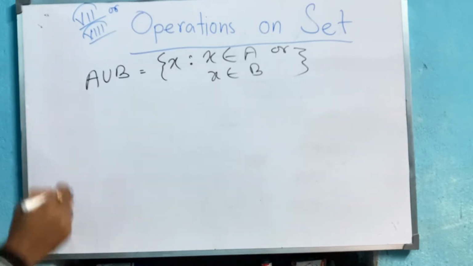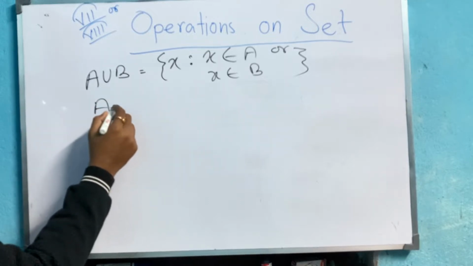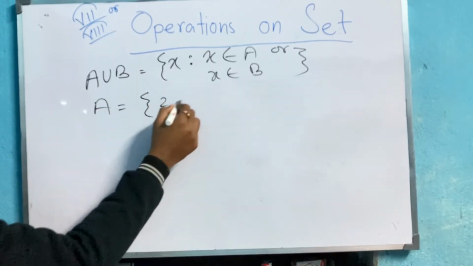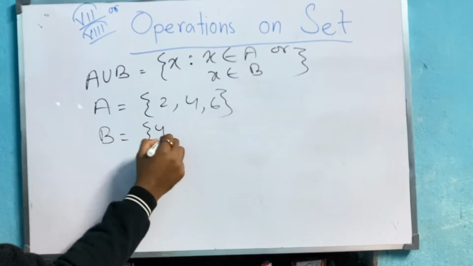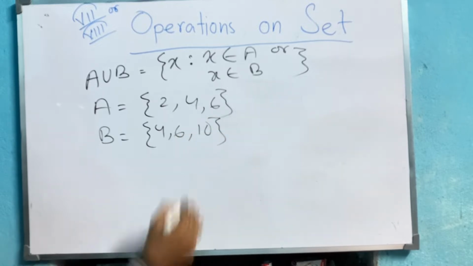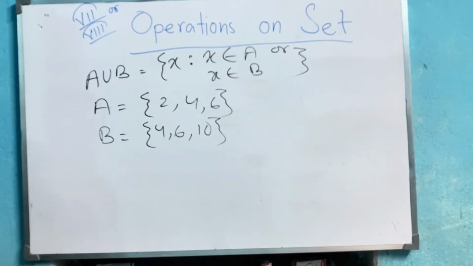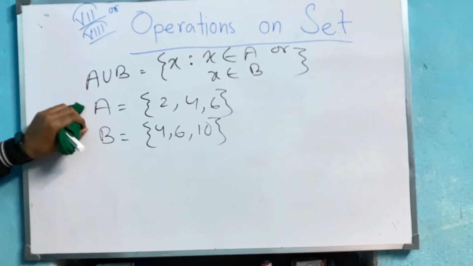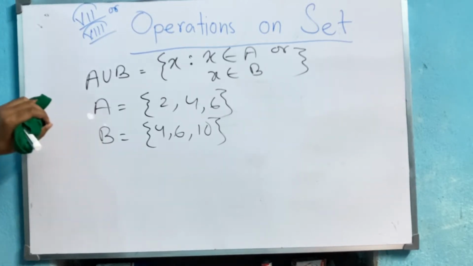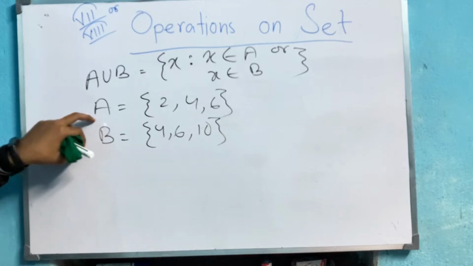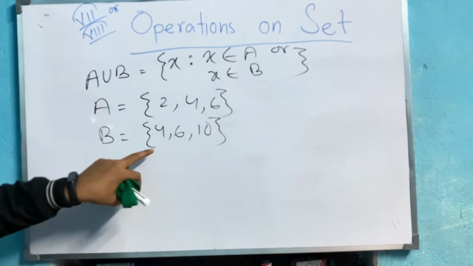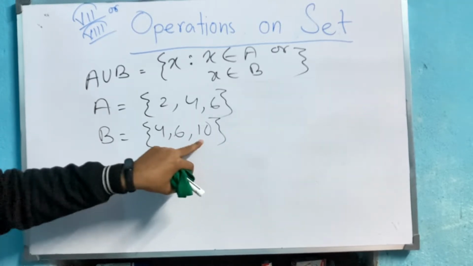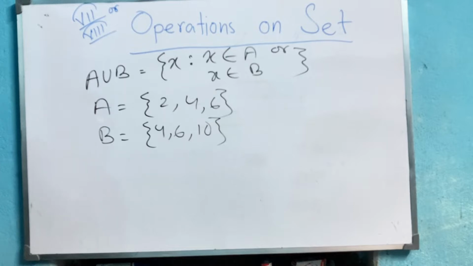Let me take an example. Let set A equal 2, 4, 6, and B equal 4, 6, 10. Here the elements of A are 2, 4, 6, and for set B the elements are 4, 6 and 10. Now what will be the union of these two sets A and B?